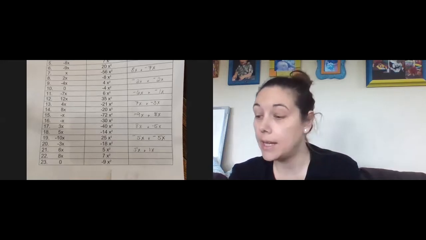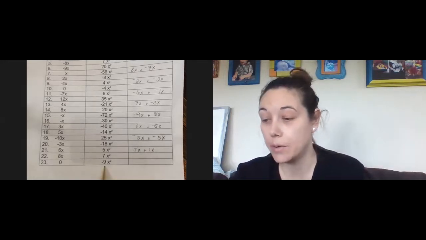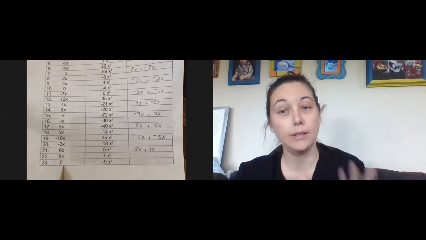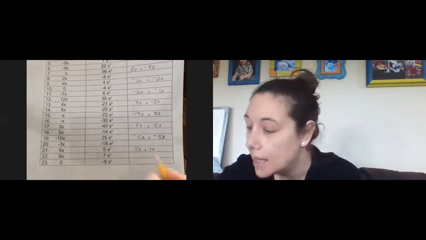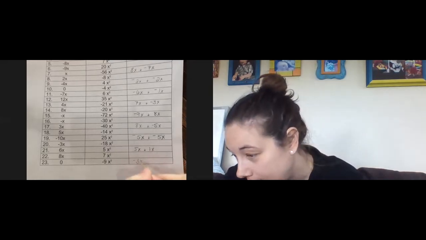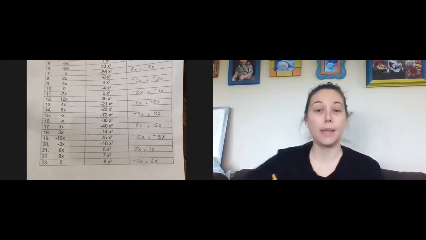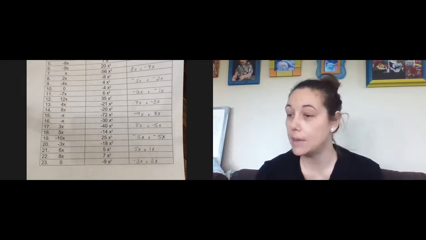Number 23, we need a negative 9x squared that's summed to 0. Well, 3 times 3 is 9, and if one is negative and the other is positive, then when we combine them, that gives us 0. Yay, we did it.